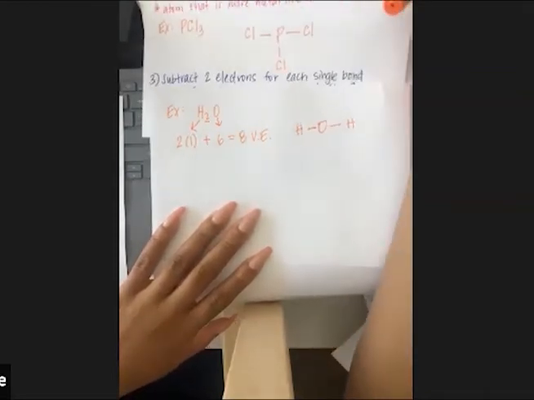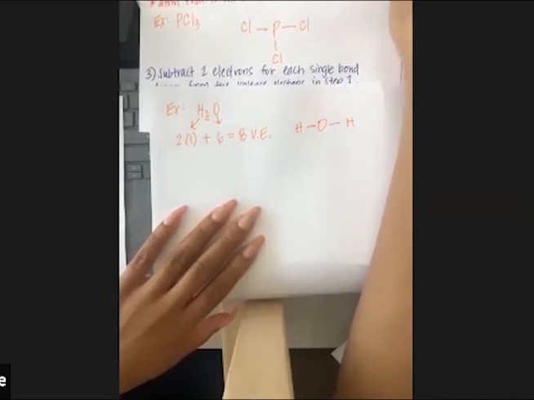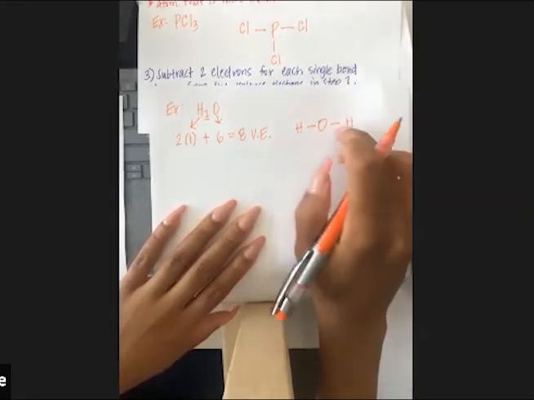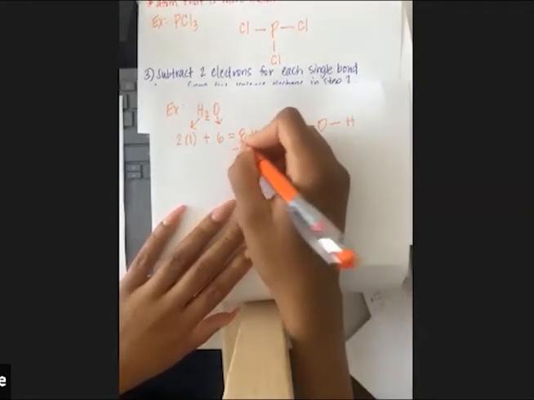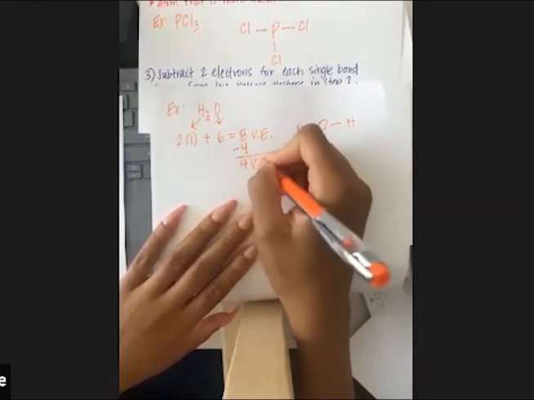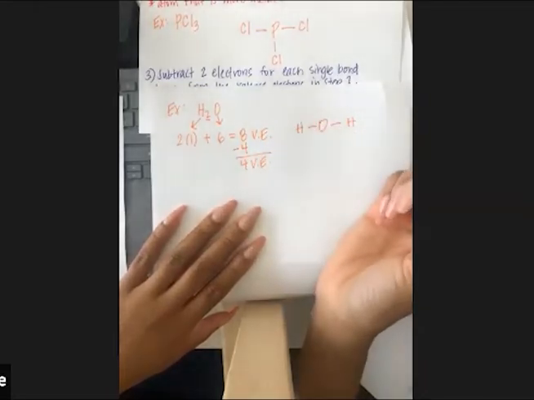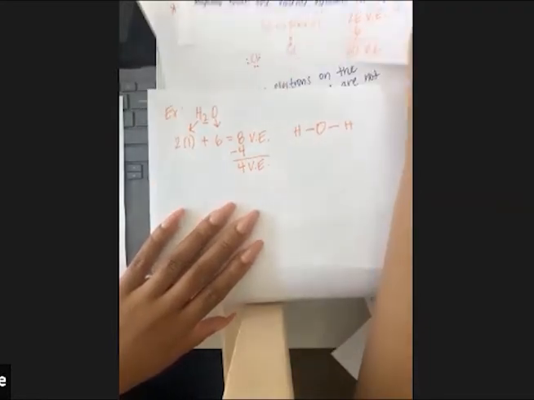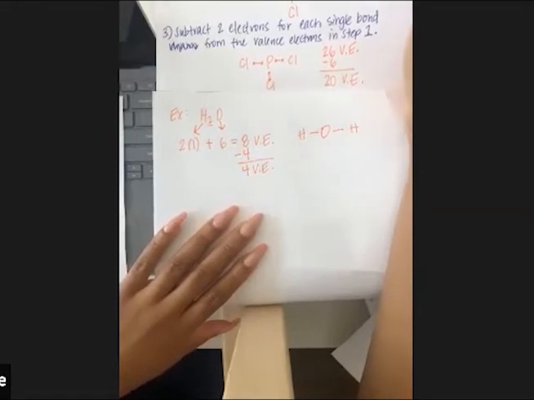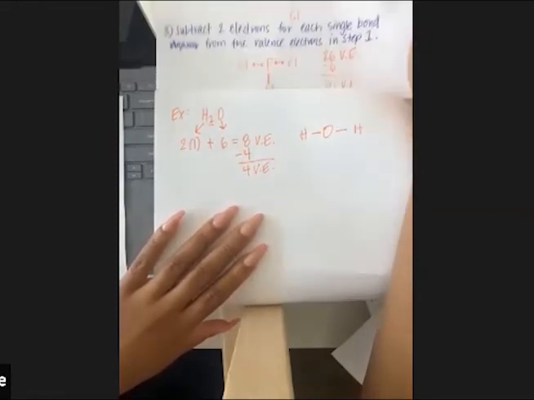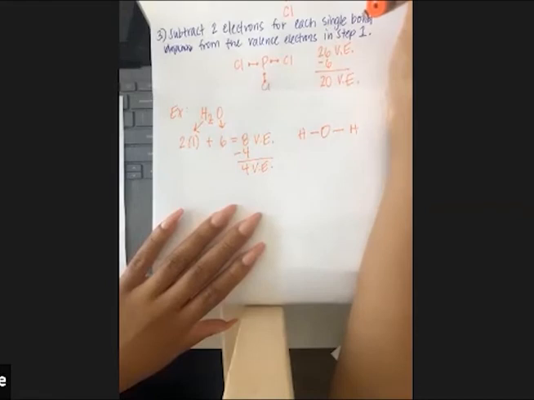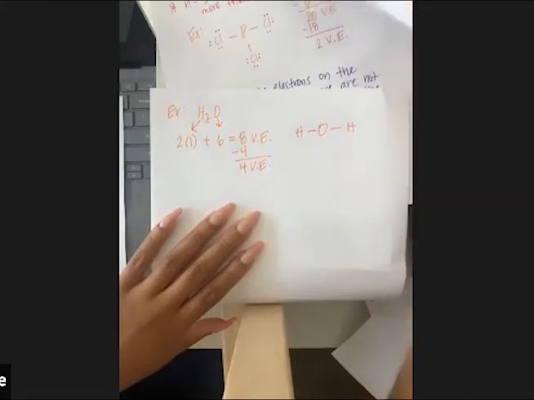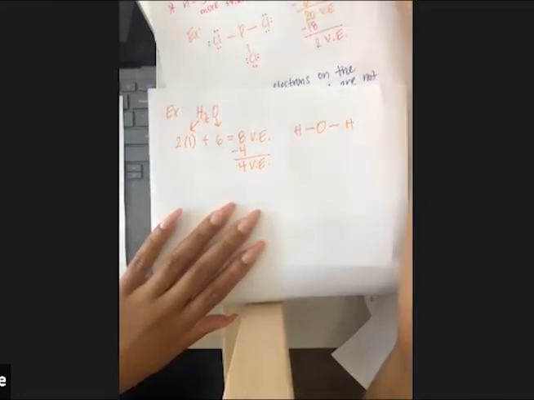Step three says subtract 2 electrons for each single bond. So in this case, I have 2 single bonds, so 2, 4. I'm gonna subtract 4 electrons. That means I have 4 electrons left to play with. So remember, step three says subtract 2 electrons for each single bond. I only have 2 single bonds, so I want to subtract 4 electrons. And then I go to step four.